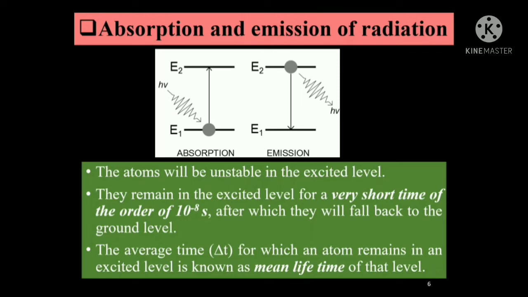They remain in the excited level for a very short time, of the order of 10 raised to minus 8 seconds, after which they will fall back to the ground level. After remaining in that excited state, they return to the ground state after attaining a time of 10 raised to minus 8 seconds. It can only stay in that excited level up to 10 raised to minus 8 seconds. So the average time, that is delta T, for which an atom remains in an excited state level is known as the mean lifetime of that level.